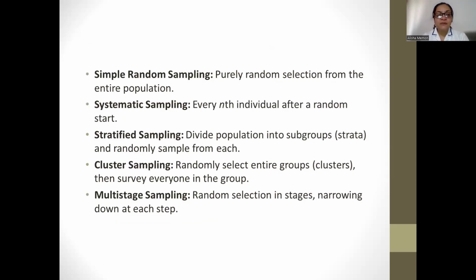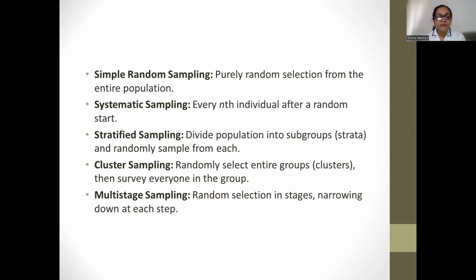So, a quick recap of what all the types of probability sampling are. First is simple random sampling, where every sample has an equal chance of being selected, and it is a pure random selection, which can be done through a computerized program or through the lottery method. Then we have systematic sampling, where every nth individual after a random start is included in the study. We have a start point after which we select every nth individual.